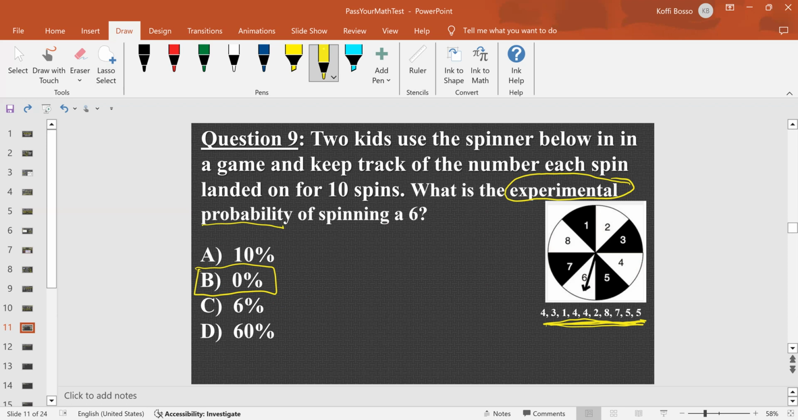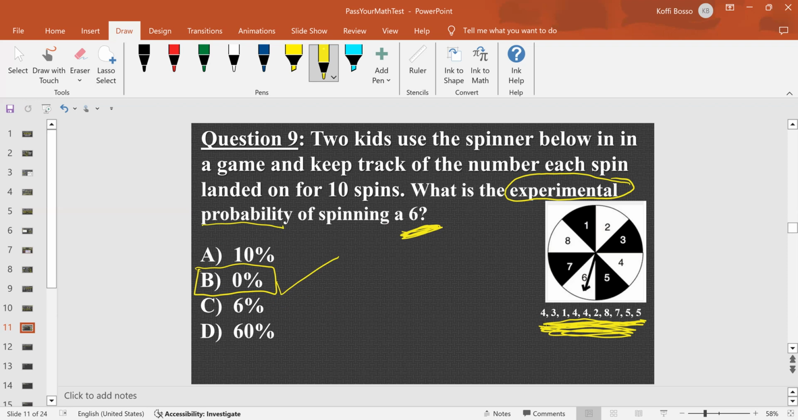Now, if you check the 10 values we have here, how many times do we have a 6 in the list? That's what I say, spinning 6. So we have a 6 zero times. That is the reason the probability is 0%.